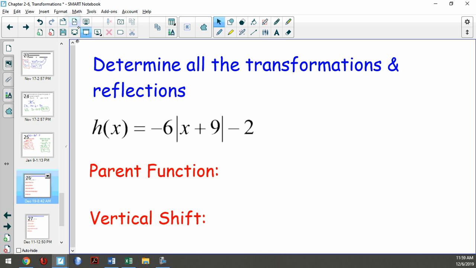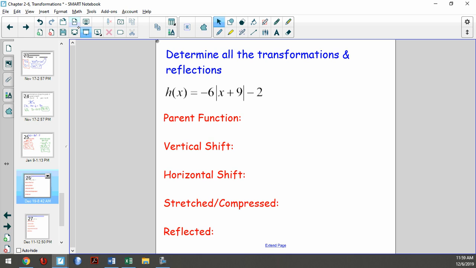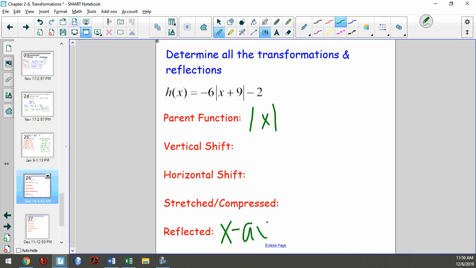Okay, so this one right here, what's my parent function? Absolute value of x. What's the negative do? Reflect over the x-axis because it's on the outside. What's the 6 do? Stretch of 6. What's the plus 9 do? Left 9. What's the minus 2 do? Down 2. Good. Go.